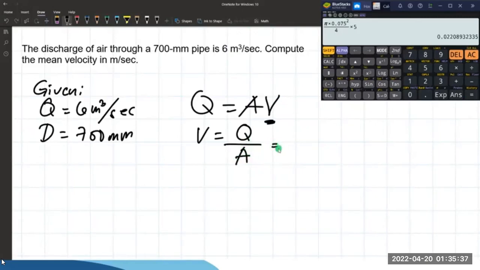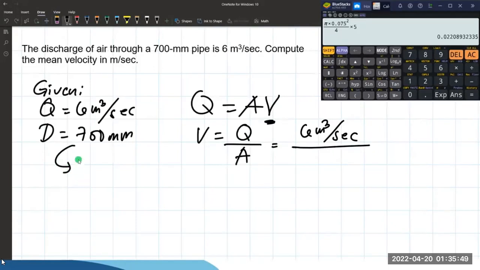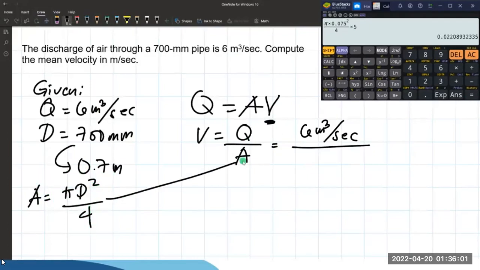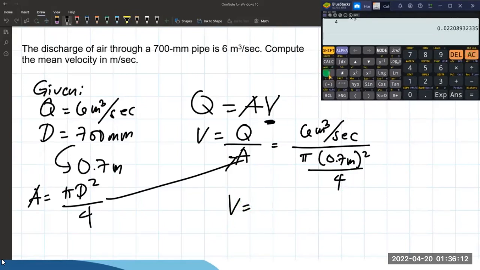So we can directly substitute the values here. We have 6 cubic meter per second. And for the cross-sectional area, we must convert first the diameter of this pipe, which is in mm. So divide by 1000, that will be 0.7 meters. And for the cross-sectional area, we have pi d squared over 4. Substitute that here. We will have d of 0.7 meter square over 4. So we directly calculate that. We will have 6 over pi times 0.7 squared over 4. That's 15.591.